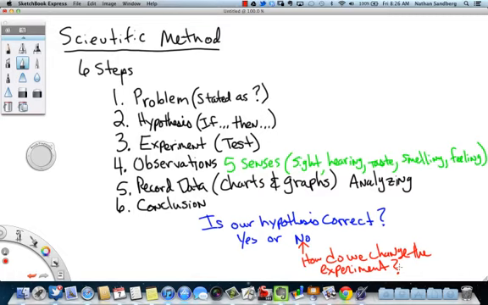So those are the 6 steps of the scientific method, and they actually make a wonderful, what we call an acronym: problem, hypothesis, experiment, observation, record your data, and conclusion. PHEORC. If you just remember PHEORC, P-H-E-O-R-C, then you know all the steps of the scientific method.